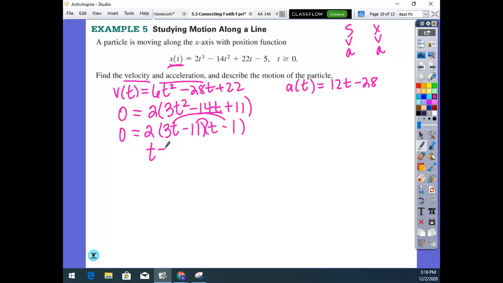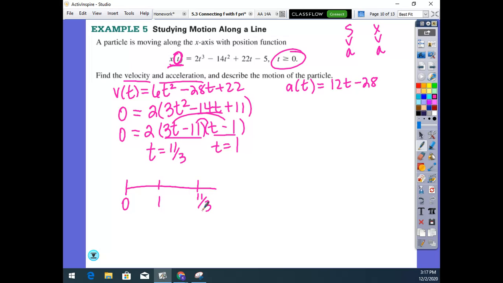All right, so our values, what makes 3t minus 11 equal 0? 11 thirds. What makes t minus 1 equal 0? When t is 1, it equals 0. All right. So then we're going to look at our sign chart. What's really important when we're talking about time is that time is always greater than or equal to 0. And we have 1 and 11 thirds.